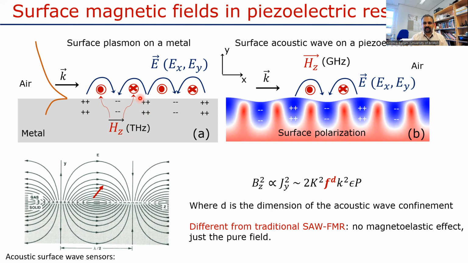And the important thing to ask is basically not that the magnetic field exists, but what is the strength of that field and how does it scale with frequency? And this is where it gets interesting: you get a very strong scaling with frequency, on the order of f cubed. It also scales with the dimensionality. How strongly you confine the field determines how much the local current density scales, and so does the field.